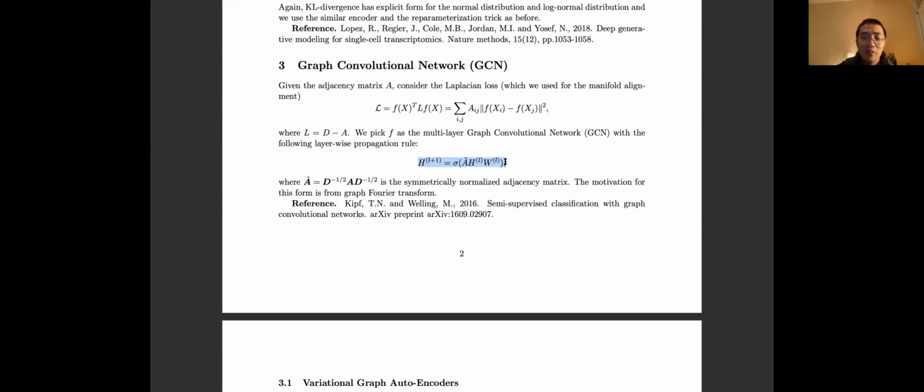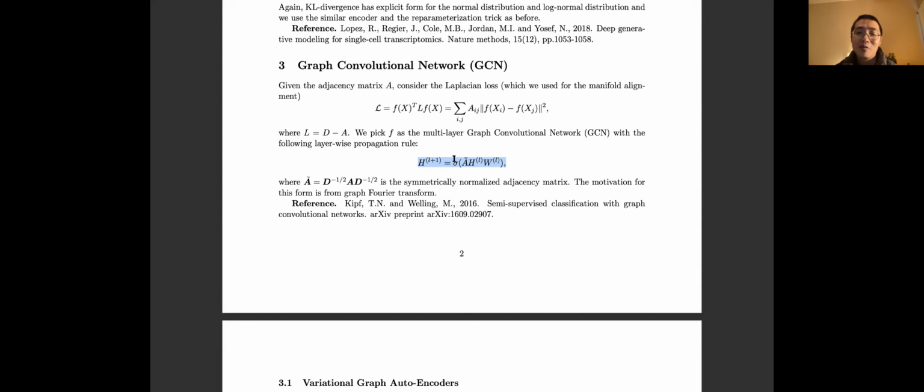And the reason for this form is based on the graph Fourier transform, which I don't cover. So we only need to remember that for the graph convolutional network, we always will have this form: the adjacency matrix times the data times the weight matrix, and then composed with a nonlinear function sigma, and then do multiple layers. So this is the graph convolutional network.